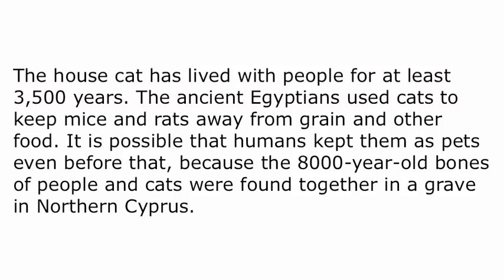The house cat has lived with people for at least 3,500 years. The ancient Egyptians used cats to keep mice and rats away from grain and other food. It is possible that humans kept them as pets even before that, because the 8,000-year-old bones of people and cats were found together in a grave in northern Cyprus.